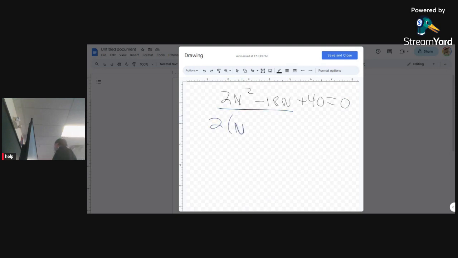We'll call it n squared minus, I really don't like this 18n very well. It's kind of a bad number to use, but I'm going to go ahead and use it. So what's this going to become? 9n. And then I'm going to leave a space because I need to complete this square. That's kind of the objective. And then I have this plus 40. I'll just keep it where it's at. And so now I have it in the form where we can go ahead and complete the square.